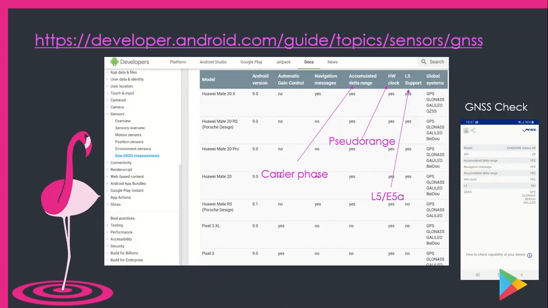It's very important though, and I recommend going onto this website, that your smartphone is supported by Flamingo. We have an app that you can download called GNSS Check that allows you to determine if Flamingo is enabled in your smartphone. It's very important that carrier phase, pseudo range, and L5, E5A signals are enabled in your smartphone to gain the best accuracies possible of the service.